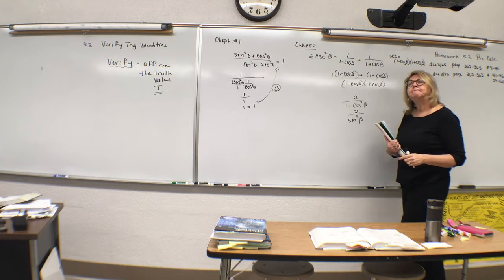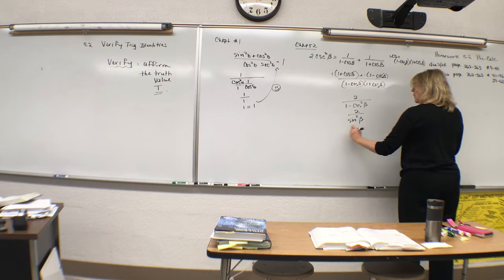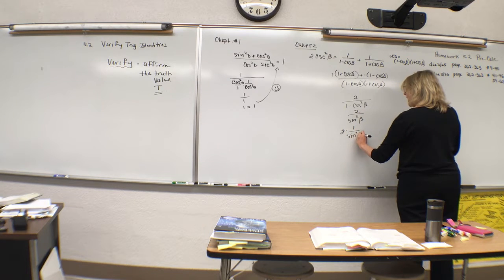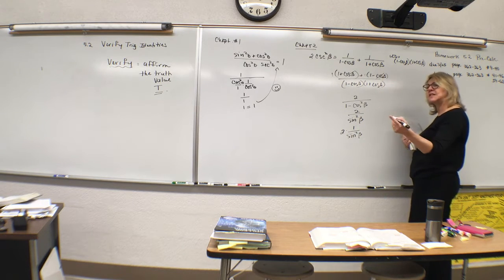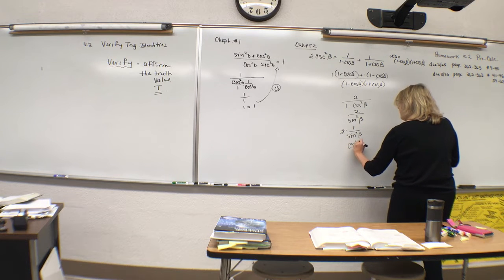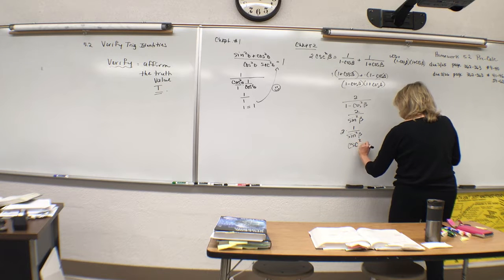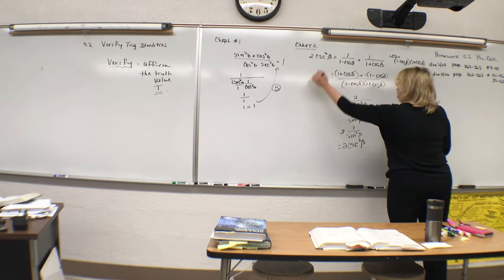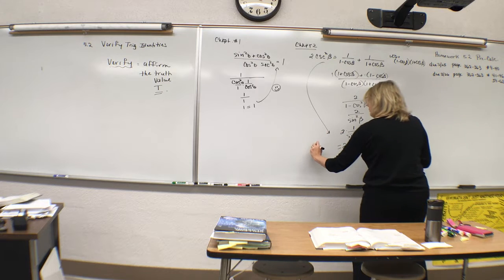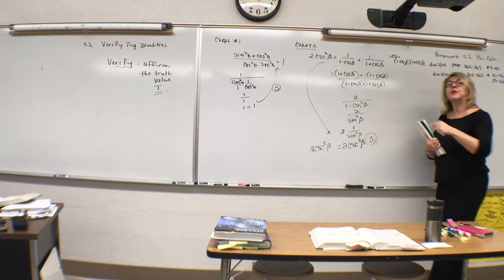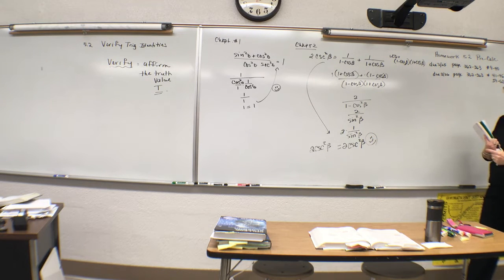Well, reciprocal identity would suggest that if I think of this as 2 times 1 over sine squared beta, that sine squared beta in the denominator really is what? Cosecant squared beta. So once again, I now have 2 cosecant squared beta equaling 2 cosecant squared beta. And I have affirmed, I have verified the truth value of this statement.